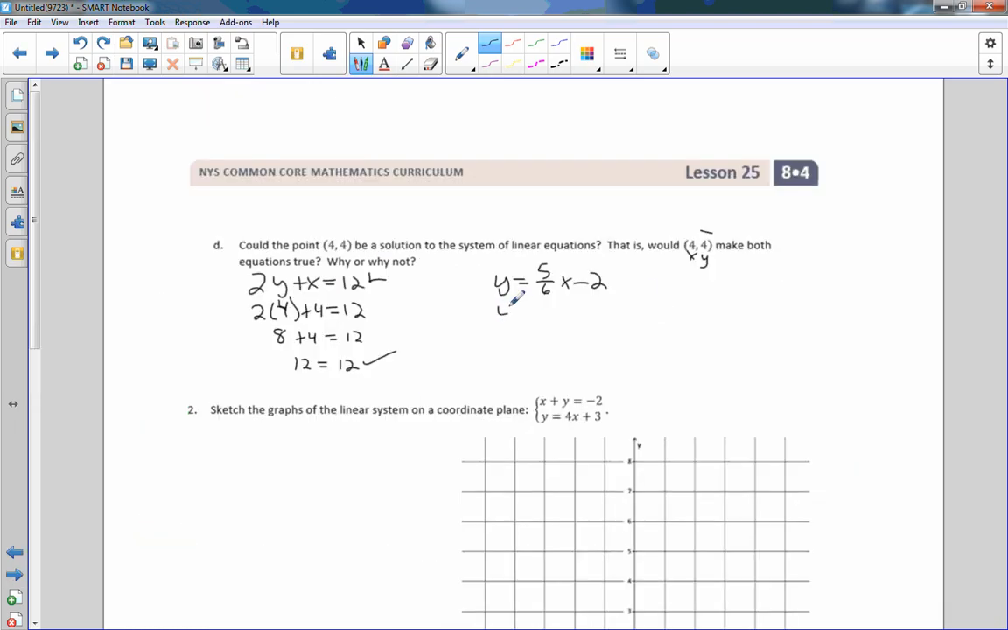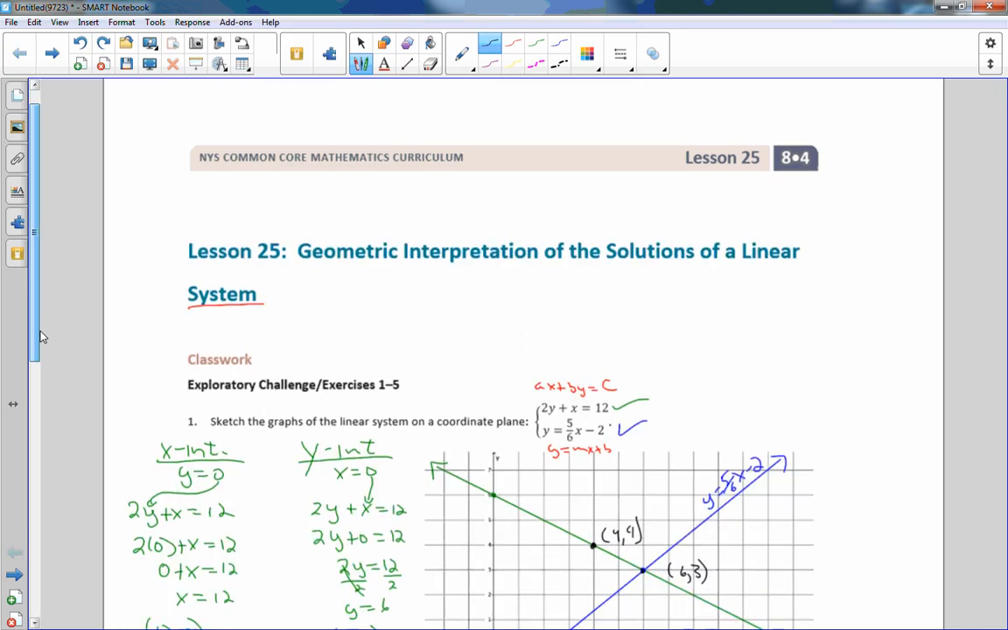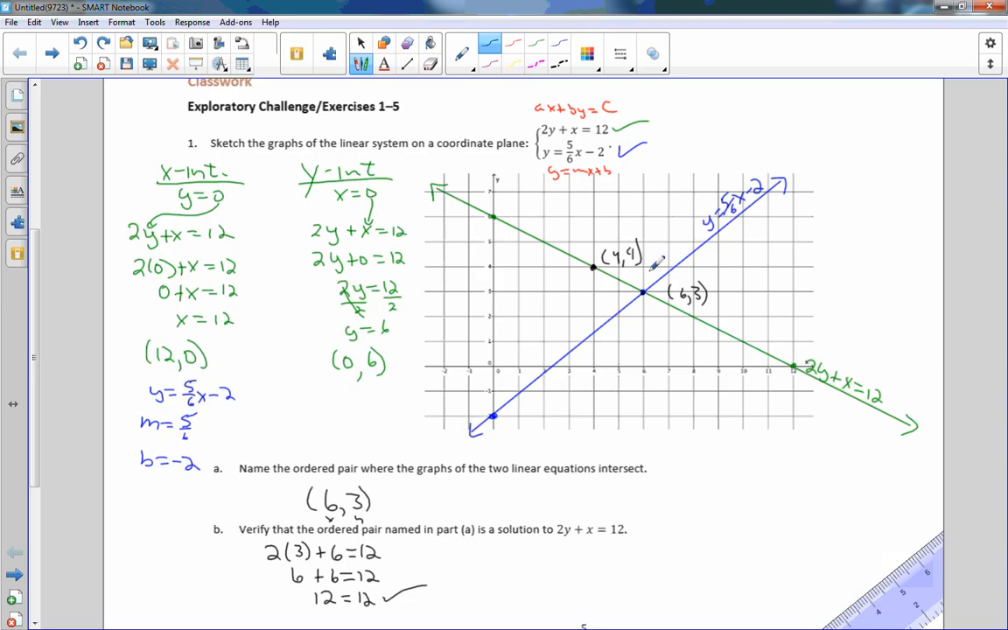Okay, now when I plug in 4 here, I get 4 equals 5 over 6 times 4 over 1 minus 2. This 4 will reduce to 2, this 6 will reduce to 3. So I get 4 equals 5 times 2 over 3 minus 2, which is 6/3. And therefore 4 equals 10 minus 6 over 3, which is 4/3. Obviously 4 does not equal 4/3, so it is not a solution. And when we look at the graph, it's obvious that it is not on the blue line.